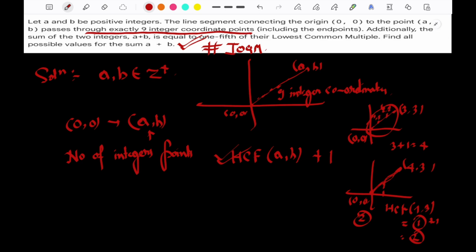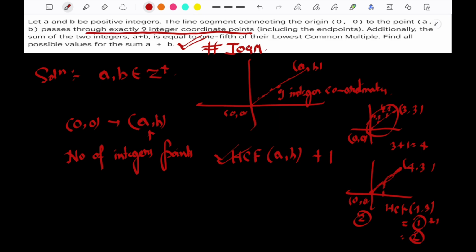Now again, what is the reason? We can see the slope is 4 by 3. So can there be any other integral points in between 0 comma 0 and 4 comma 3? It means any other integral point must be a multiple of 3.